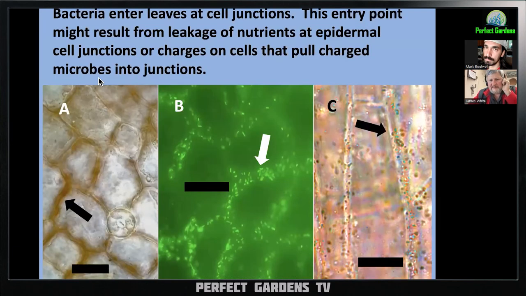And this is another plant. This shows the leaf epidermis, a young leaf, and you can see the brown areas. Those are where the cells of the epidermis come together. And this is peeled off of the plant. You can see this is an overlay.